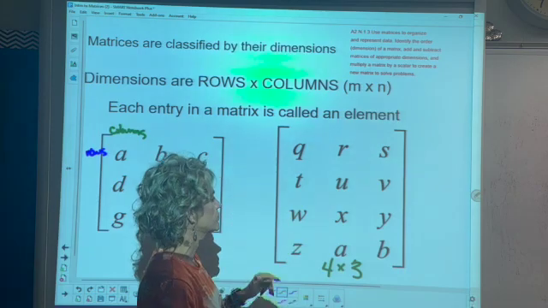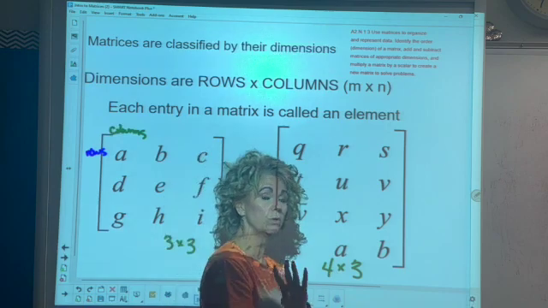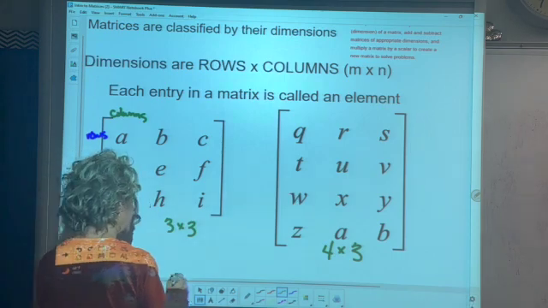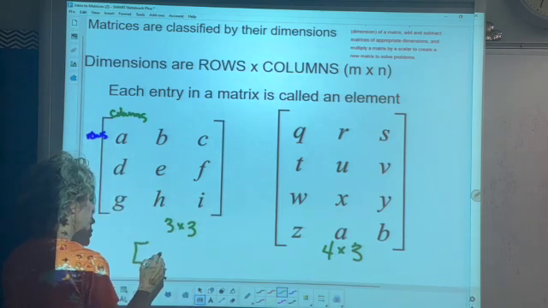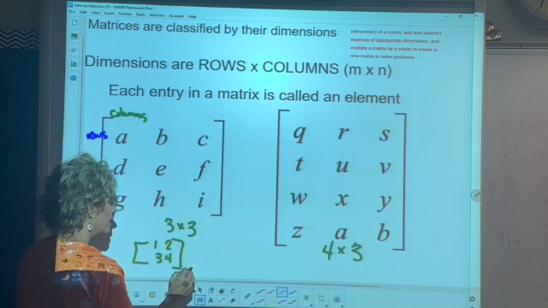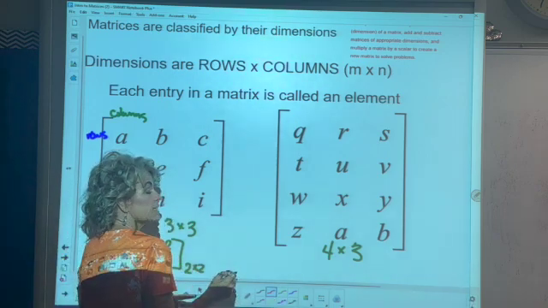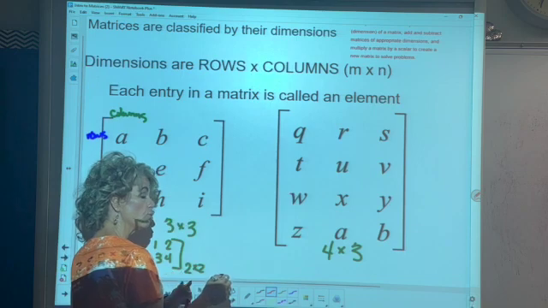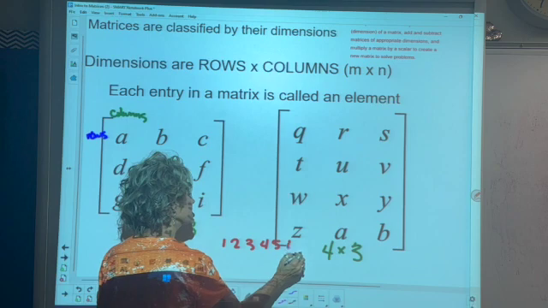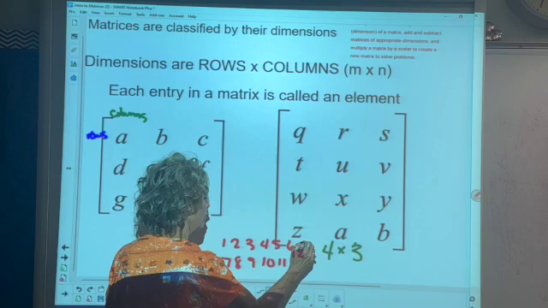Every 4 by 3 will have 12 elements. Every 3 by 3 will have 9 elements. Every 2 by 2 will have 4 elements. Let's see, a 2 by 2 would be 1, 2, 3, 4. So we would have 4 elements. This is a 2 by 2. Let's do a 2 by 6: 2 rows, 6 columns. 1, 2, 3, 4, 5, 6 columns, 7, 8, 9, 10, 11, 12 elements.